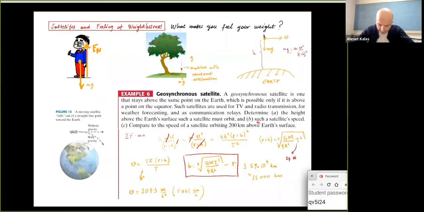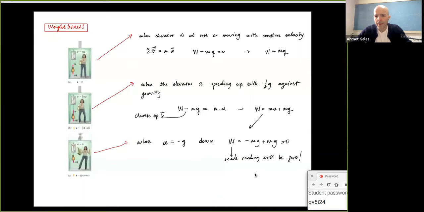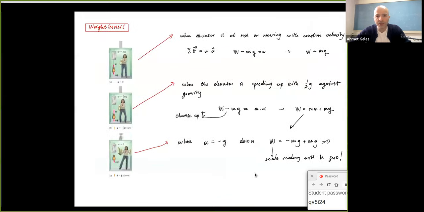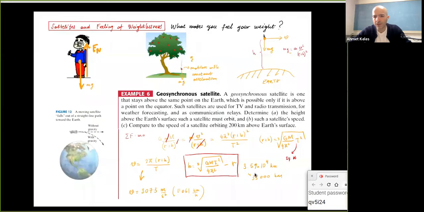Now, I think for the last one, you can probably compare the speed of a satellite orbiting 200 kilometers above Earth. That's for your exercise. What if mg wasn't equal to mv squared over r in the satellite question? There were two scenarios, right? What if v is bigger?